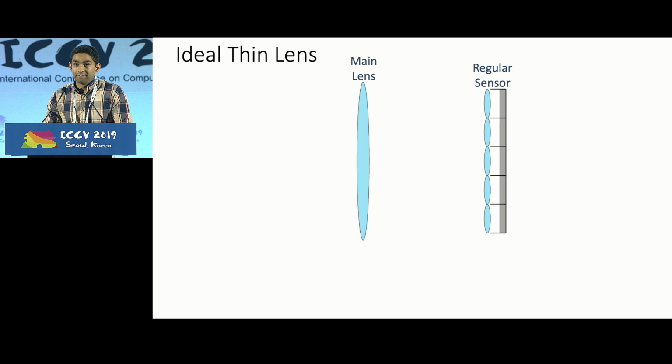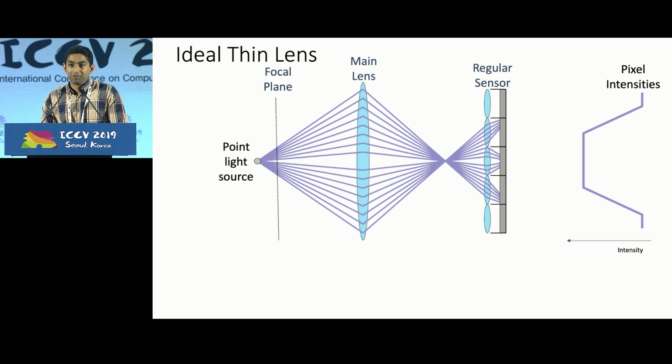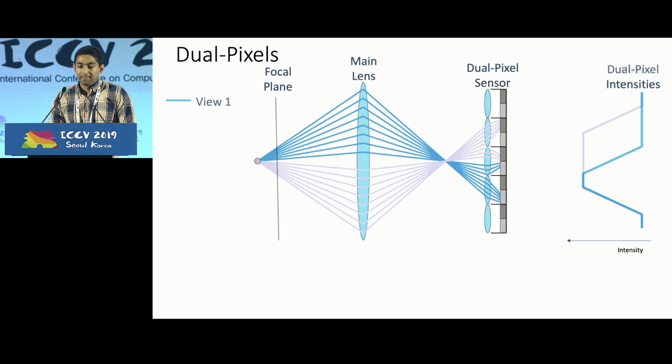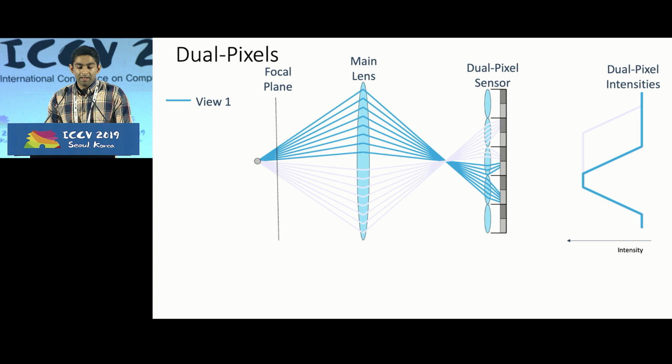Suppose there's an out of focus point light source on the left. Its light travels through the main lens, and because it's out of focus, it produces a blurry image. So let's look at the sensor. If we make it have dual pixels, each pixel gets split in half. If we look at the light hitting the bottom half pixels highlighted in blue, we see that it comes from the top half aperture. And the light hitting the top half pixels comes from the bottom half aperture.